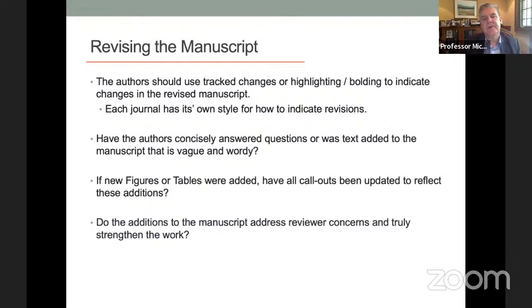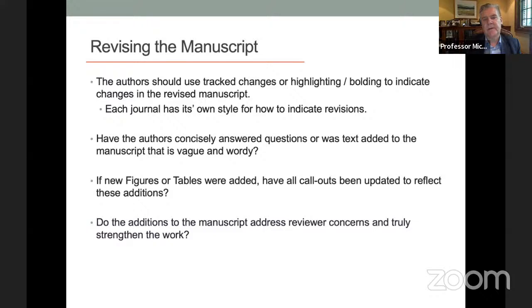Now, in the manuscript revision, the author should use track changes or highlighting and bolding to indicate the changes in the revised manuscript. And then as a reviewer, this will make your task easier. Now, each journal, however, has its own style for how to indicate revisions, and this will need to be followed. And have the authors concisely answered the questions? Was text added to the manuscript? Is it clear or is it vague and wordy? If new figures or tables were added, have all the callouts been updated to reflect these additions? And do the additions to the manuscript address the reviewer concerns and truly strengthen the work?